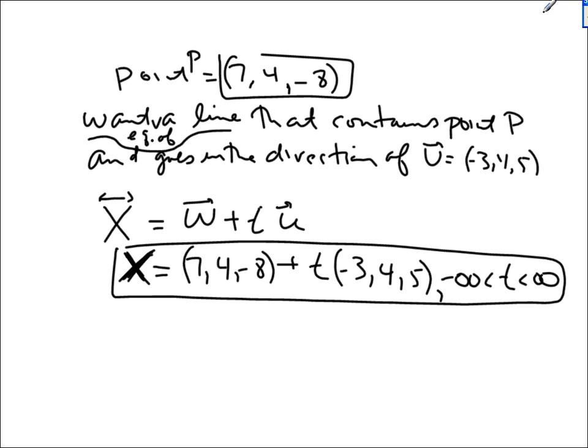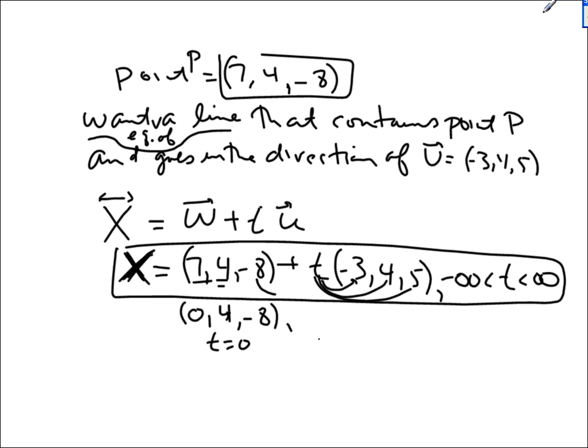Now, if you want some points on this line, well, let t be 0. So 7 plus 0 times negative 3 is 7. 4 plus 0 times 4 is 4. Sorry, it's 4, of course. And negative 8 plus 0 times 5 is negative 8. That's the point that was obtained on the line by letting t equal 0.